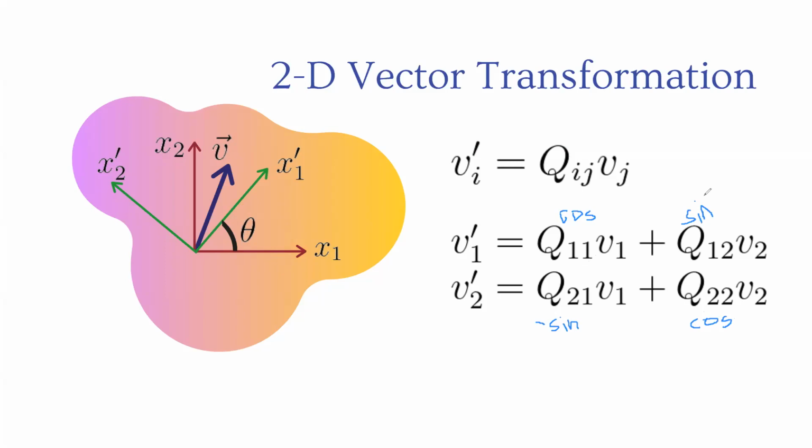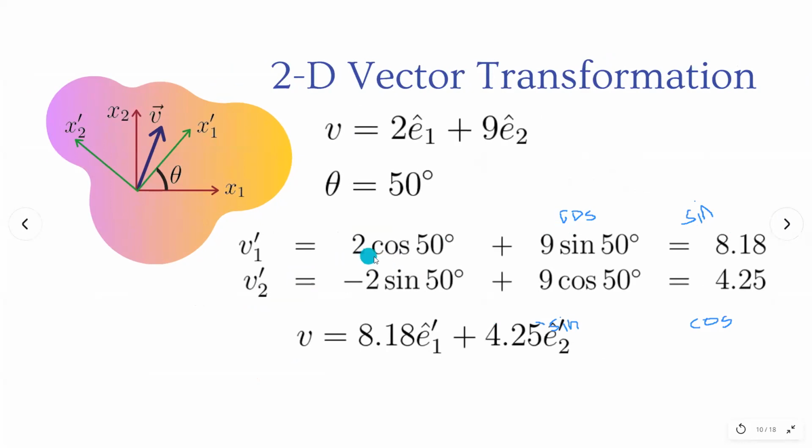Now, if we go back here, you can see yes, cosine 50, sine 50, negative sine 50, and then cosine. And then you just plug in V1, V2, so 2, 9. Then if you solve this, you get the components of the vector V in terms of the primed coordinate axis. Naintindihan? So plug in lang siya. Naintindihan, guys?